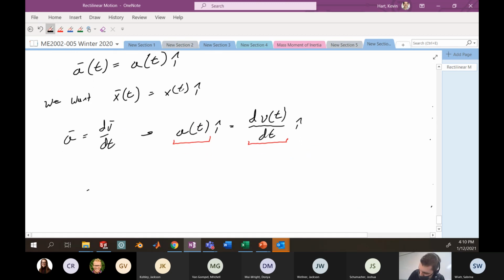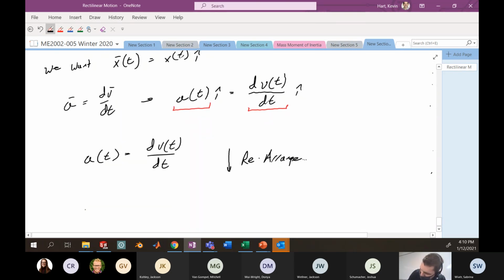So we know something like acceleration as a function of time is our dv dt. And I'm interested in the velocity, so I want to rearrange and get an expression for velocity as a function of t. And so we can write that the differential velocity dv is equal to acceleration as a function of time dt. It's just bringing this over to the left-hand side. And now we just integrate this.